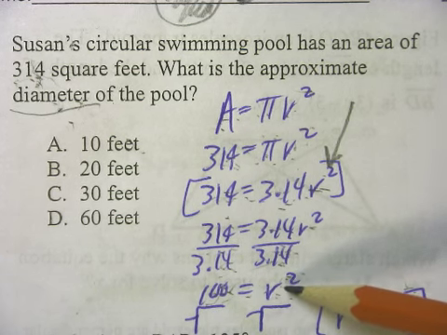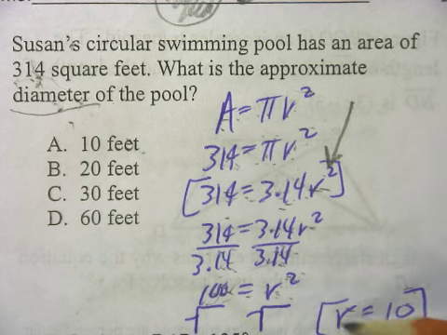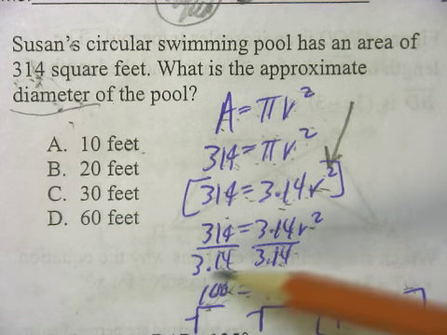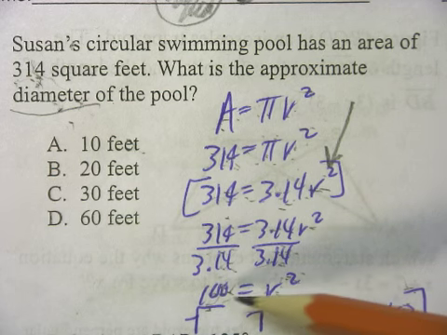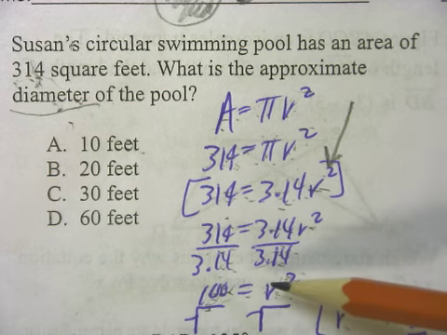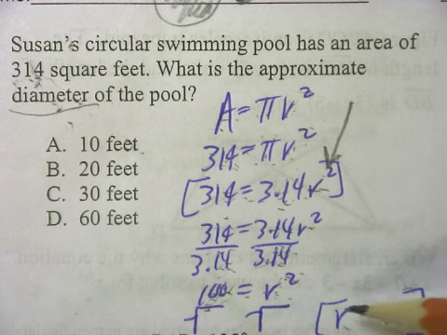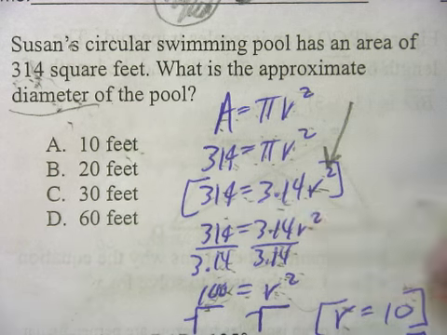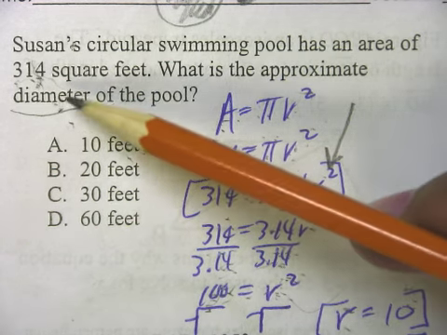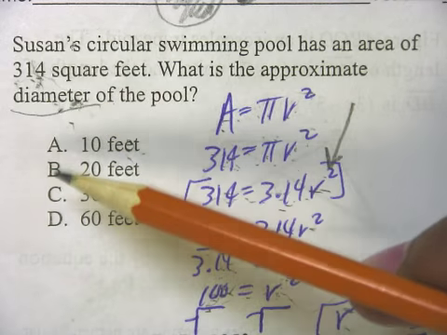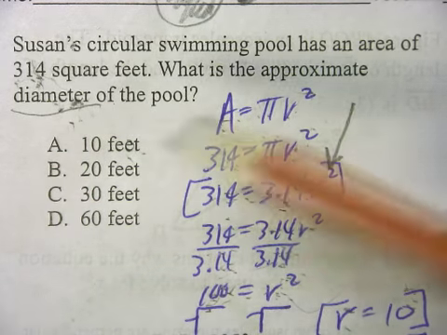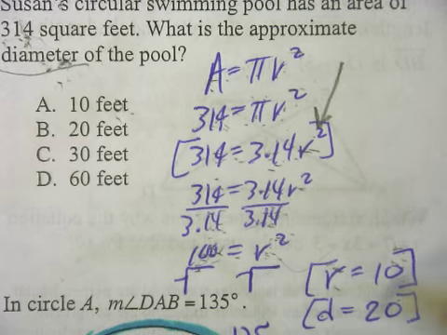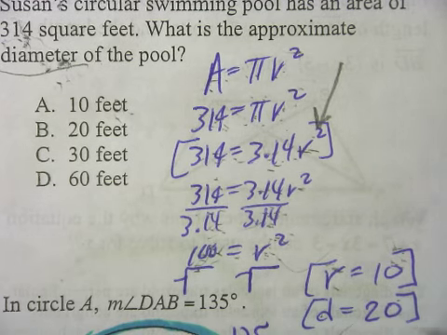But remember, I'm looking for the radius. So I don't want r squared, I just want r. So I take the square root of 100 and the square root of r squared. The square root of 100 is 10. The square root of r squared is r. So r is equal to 10, so I got the radius. So the answer is A, right? Wrong. The radius is 10, but what's the question asking you for? Asking you for the diameter. Don't fall into the trap. Answer the question. So if my radius is 10, then my diameter is equal to 20.